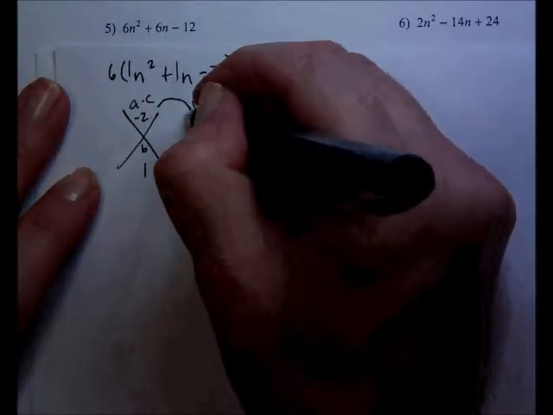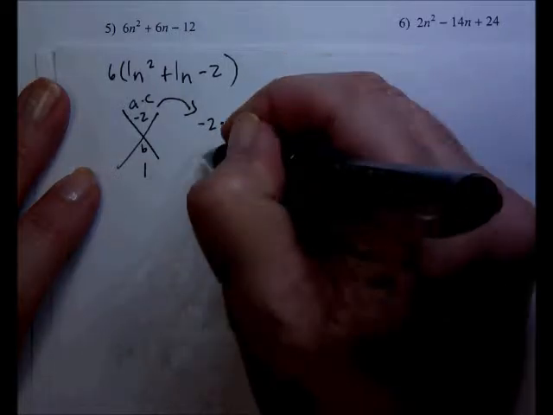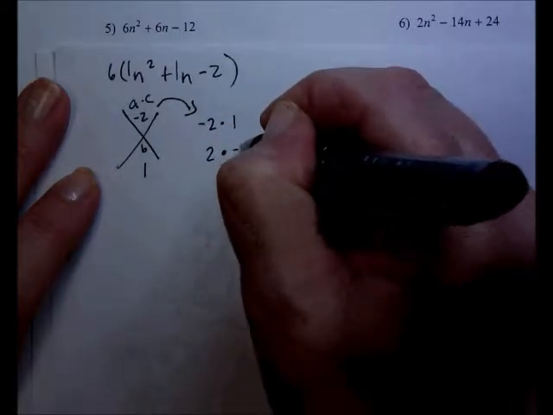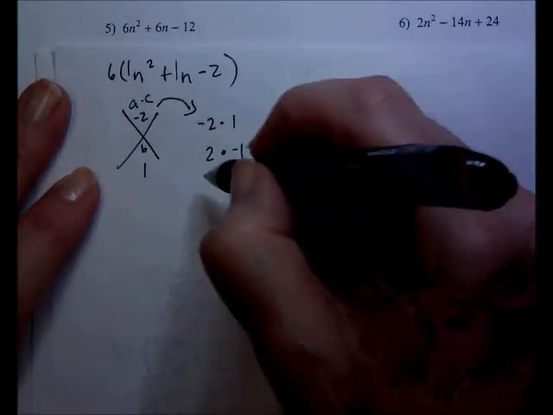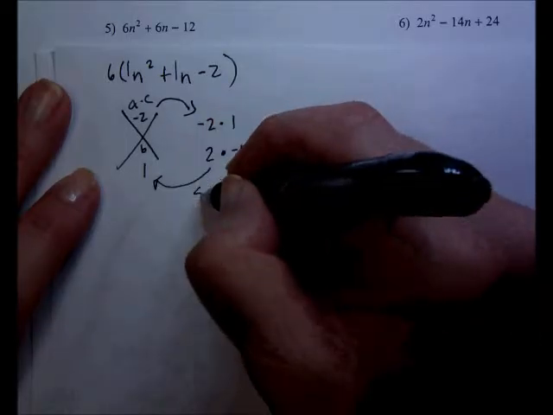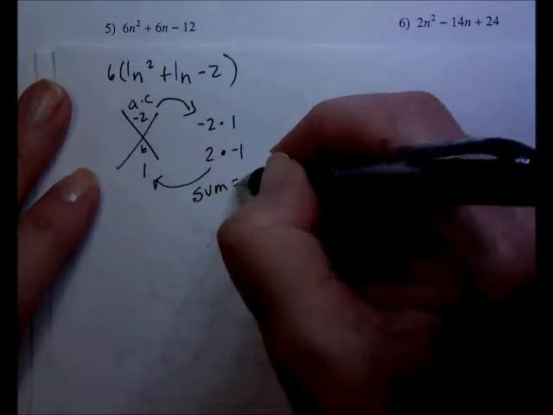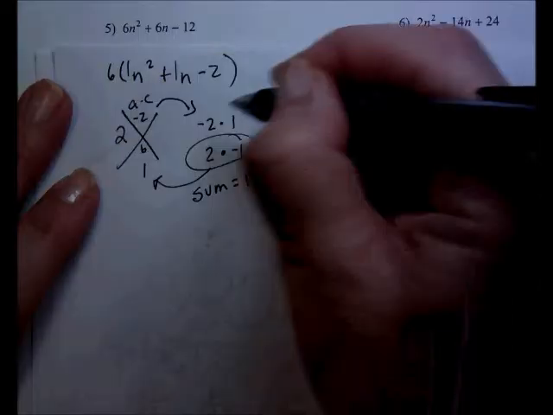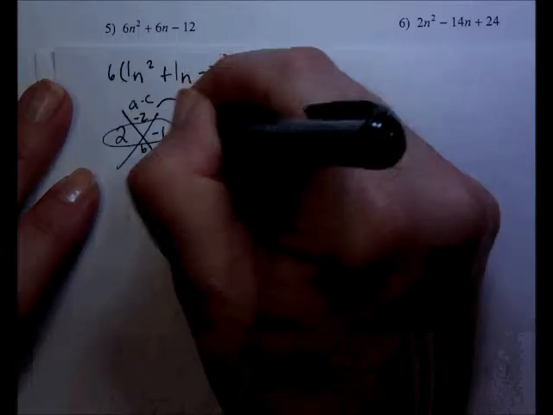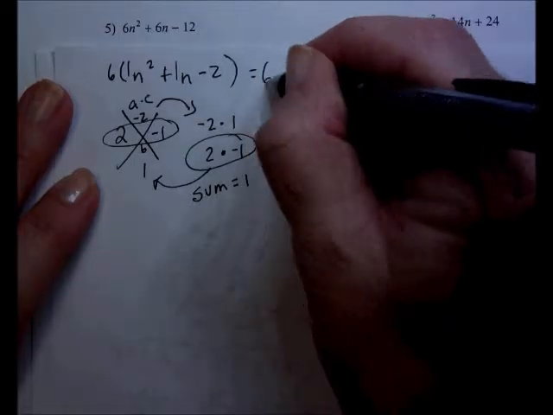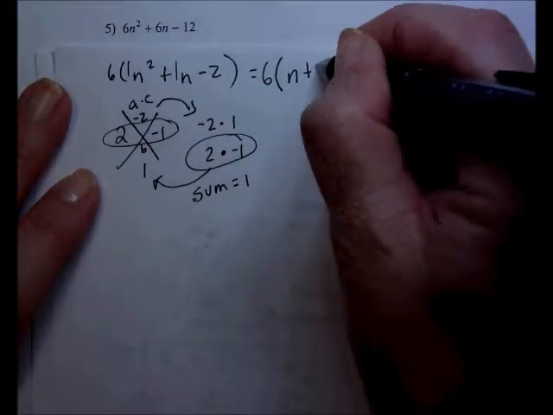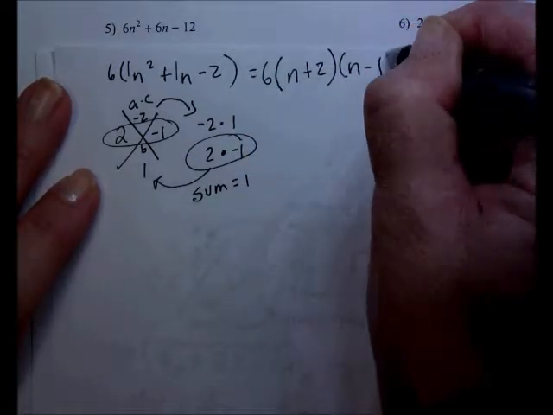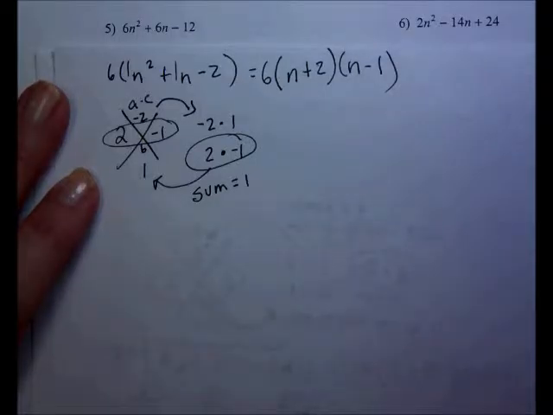So I list my factors, negative 2 times 1, positive 2 times negative 1. And I see which ones add up. The sum is equal to 1, and that's this one. So I place these, 2 and negative 1, and that becomes my factors. N plus 2 times n minus 1. So practice makes perfect with this. Keep practicing it. See what you got.